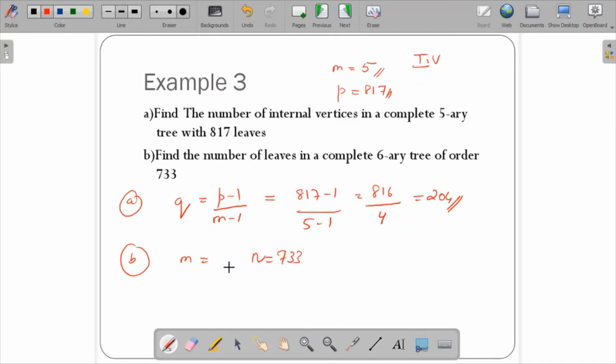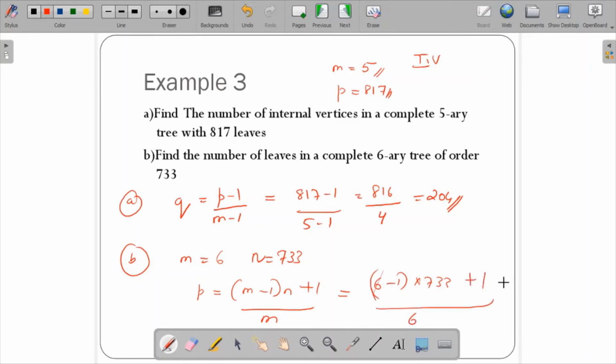We can use the formula, since we have to find the number of leaves, p is equal to (m minus 1) into n plus 1, divided by m. Here m is 6, so this yields 6 minus 1 into 733 plus 1 divided by 6. This gives me the result as 611.